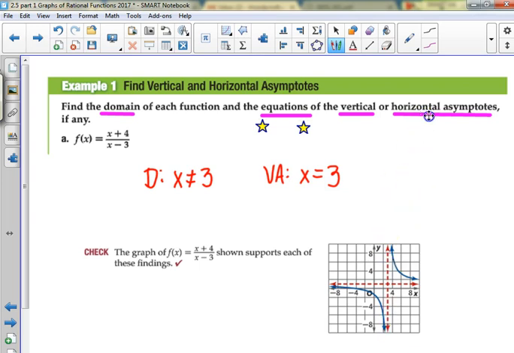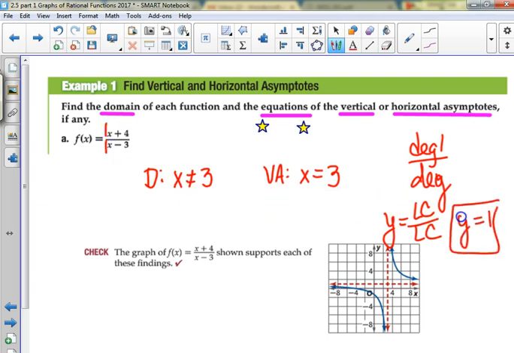The horizontal asymptote, what is the degree of the numerator and denominator? Degree 1 over degree 1, so we do what? Even Steven or equal weight means y equals leading coefficient over leading coefficient. What's the leading coefficients here? So we get y equals 1. Both vertical and horizontal asymptotes must be equations. You can't just write 1. You have to write a line at y equals 1.